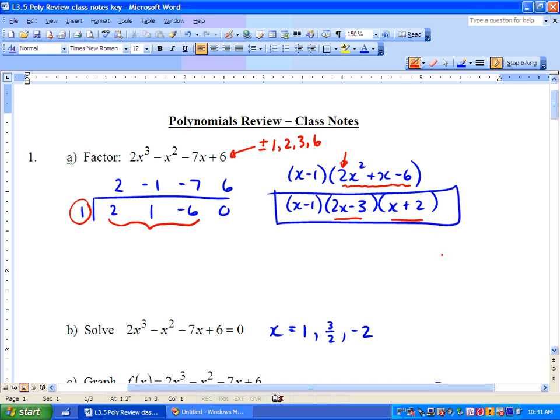Okay? And please make sure also that you understand the directions to the question. When it says factor, you can't go any further than this. You can't give answers when a question just says factor. These are the 3 factors of that polynomial.